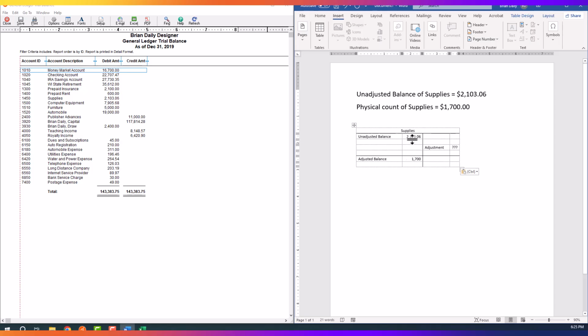To calculate that amount, we just take the difference between the unadjusted balance and the adjusted desired balance. And we can see that difference is $403.06. So that's what goes in here in place of those question marks. We now know we need to credit the supplies account by that amount to make the balance equal the correct adjusted balance. So we're going to do that in Sage now.